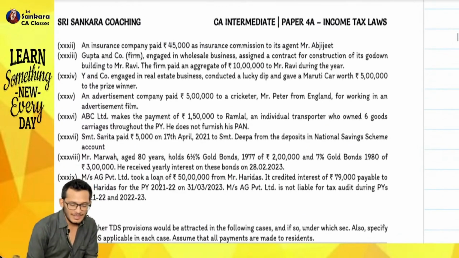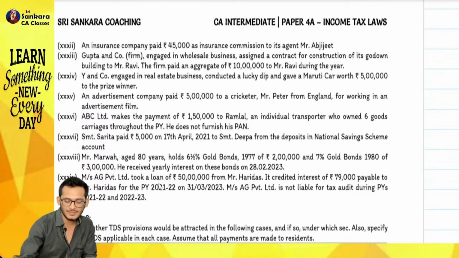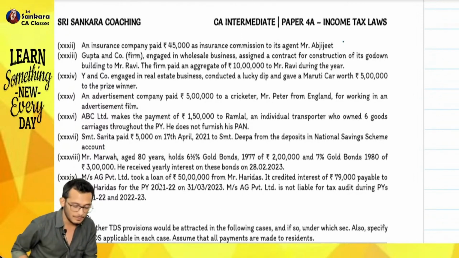Next, insurance company paid 45,000 as insurance commission. Wherever you see commission, 5% TDS.